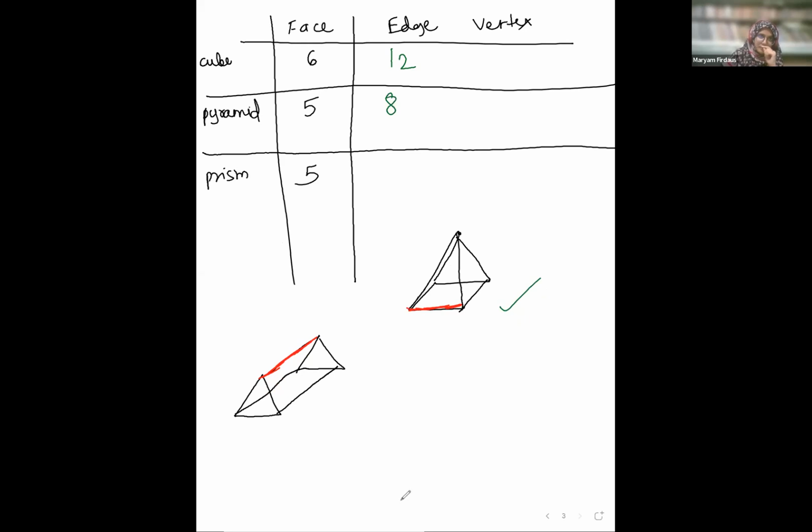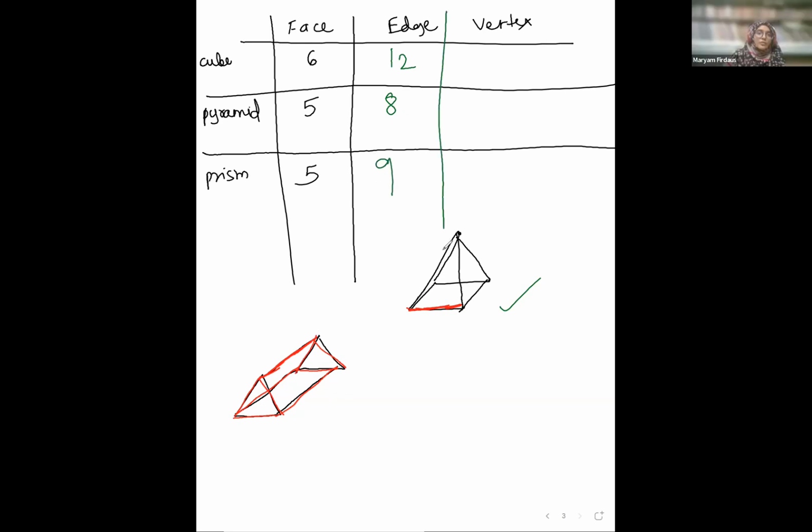And a prism? How many edges does it have? Okay, let's count the number of edges it has. That's 1, that's 2, 3, 4, 5, 6, 7, 8, 9. How many edges? 9 edges.